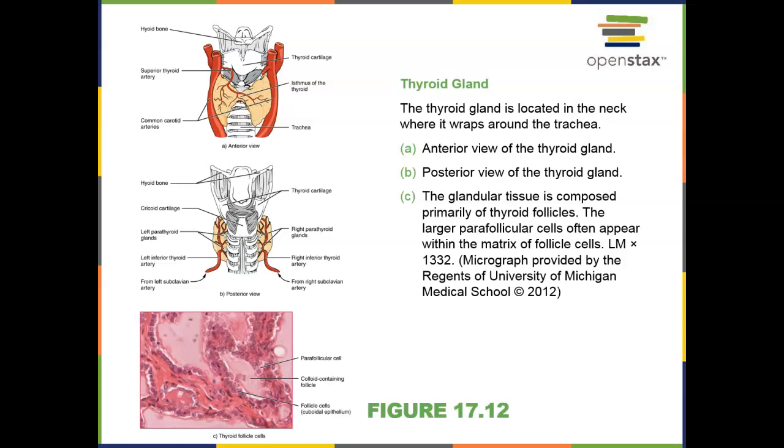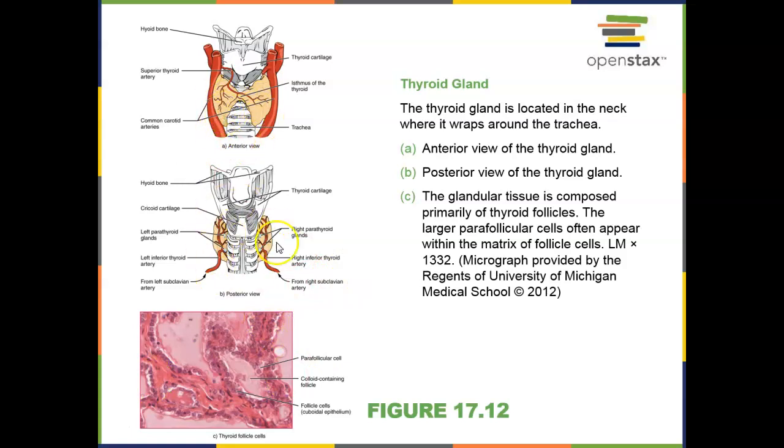So the thyroid gland sits in the cervical region. It wraps around the trachea. And there are two major lobes to the thyroid gland. So you have a right and a left lobe, and they're connected by a region called the isthmus of the thyroid. You can see it here.